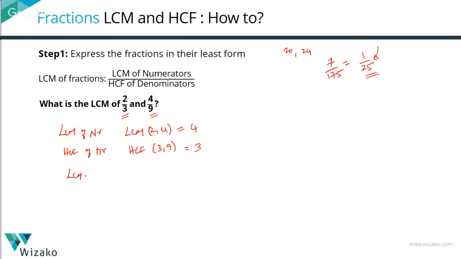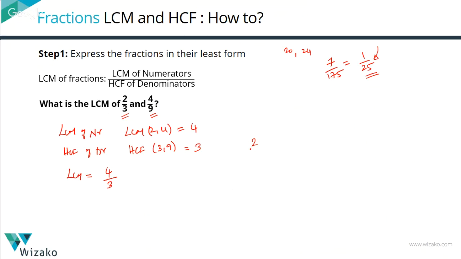So what is going to be the LCM of these two fractions? It is going to be the LCM of the numerators, which is 4, divided by the HCF of the denominators, which is equal to 3. So 4 by 3 is the first number which is a multiple of both 2 by 3 and 4 by 9. Quickly check it out also.